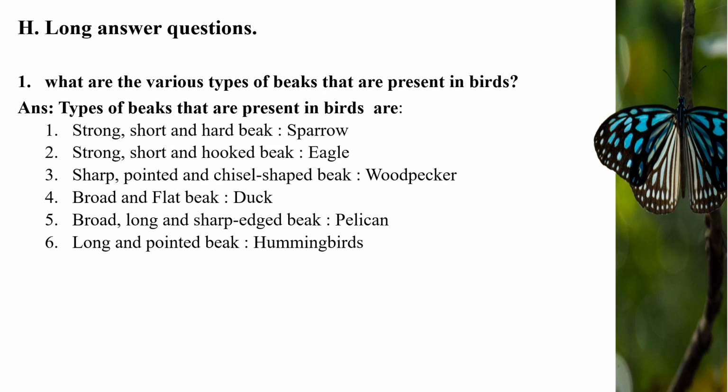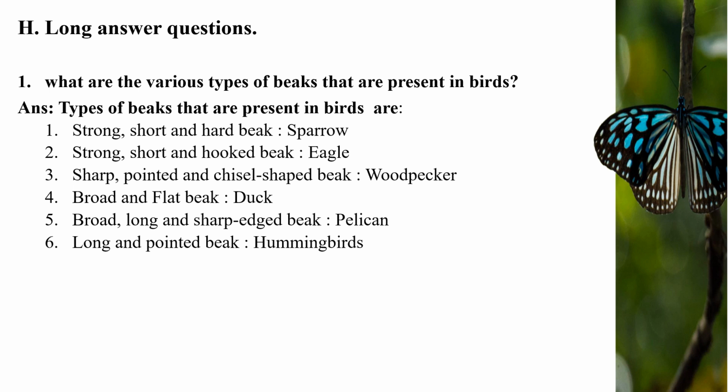Long answer questions. First question, what are the various types of beaks that are present in birds? Answer, types of beaks that are present in birds are first, strong, short and hard beak. For example, sparrow. Second, strong, short and hooked beak. Example, eagle. Third, sharp, pointed and chisel shaped beak, that is woodpecker.